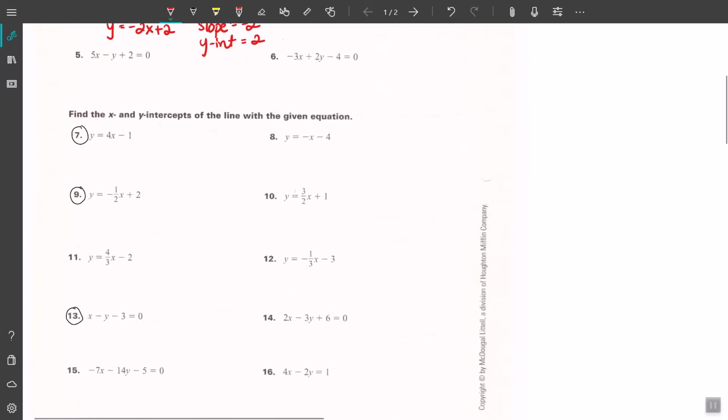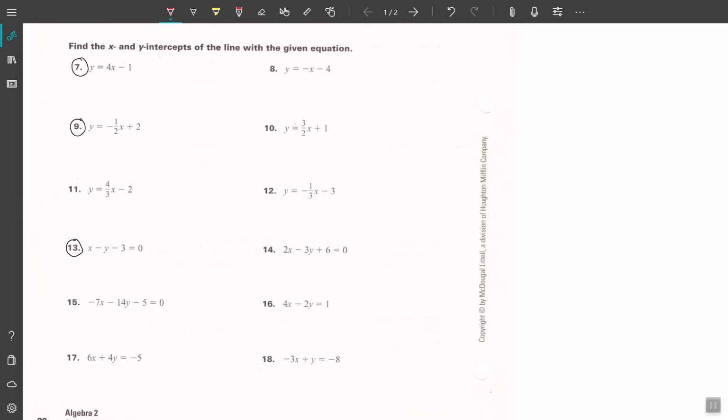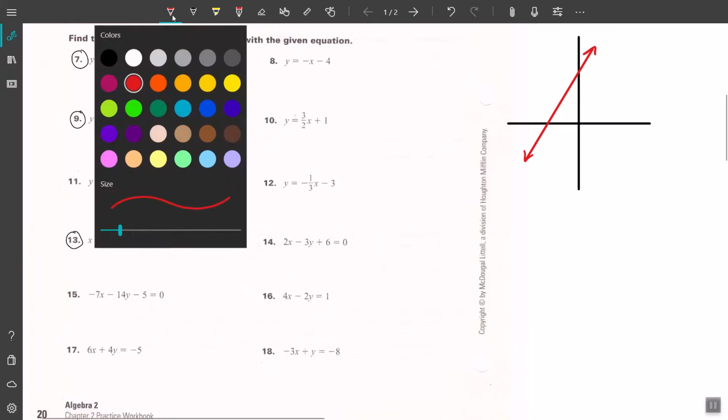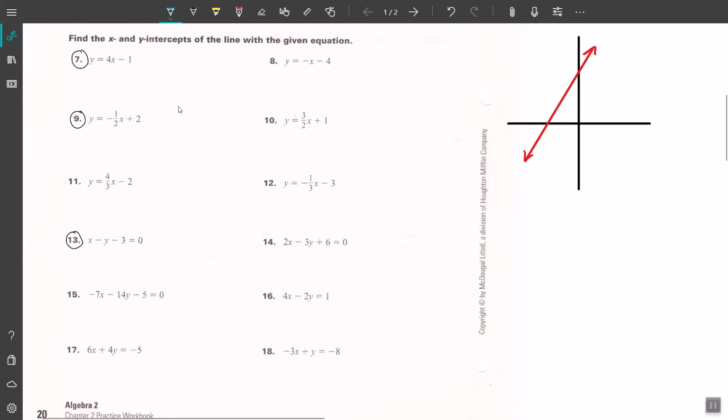Now down on number 7, they ask you to find the x and y intercepts of the line with the given equation. So these are going to be where the linear graph crosses the x-axis and where it crosses the y-axis. So in this graph over here on the side, this is not a graph of any of these equations that you see here. I'm just giving you a visual, something to look at so we can explain this a little bit better.